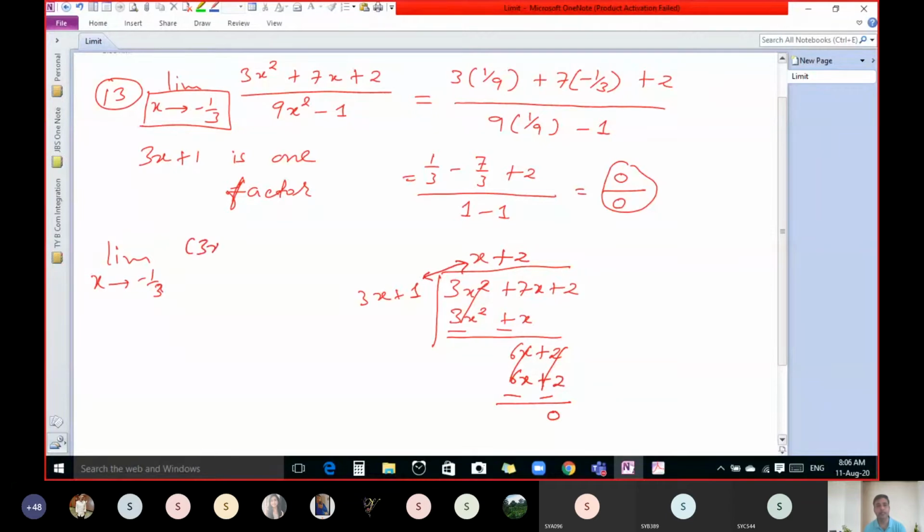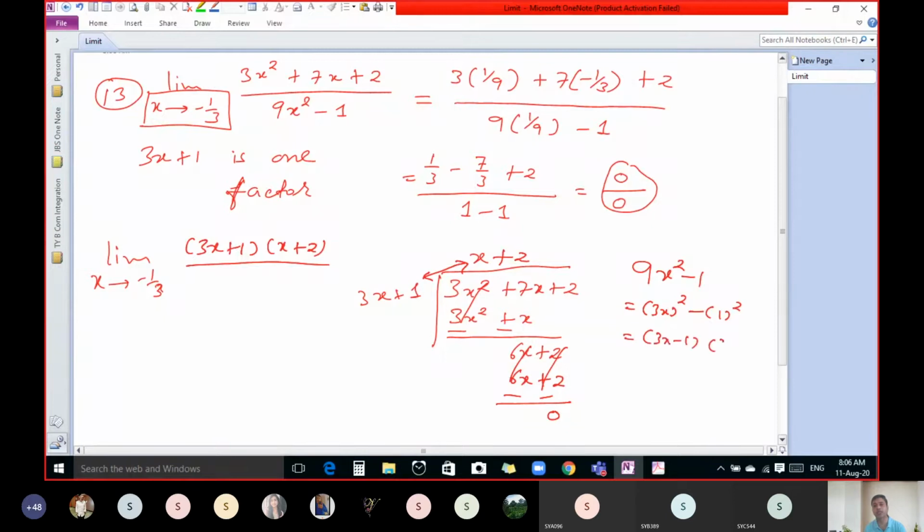So our factors are 3x plus 1 and x plus 2. Now for the denominator, factoring is very easy because it is (3x) squared minus 1 squared. So no need to do it like this. You can write (3x) squared minus 1 squared, which looks like a squared minus b squared. So the factors are 3x minus 1 and 3x plus 1. So here you can write the factors 3x plus 1, 3x minus 1.